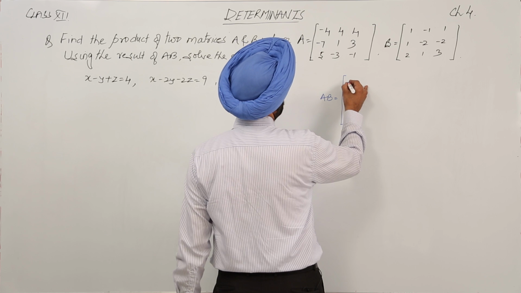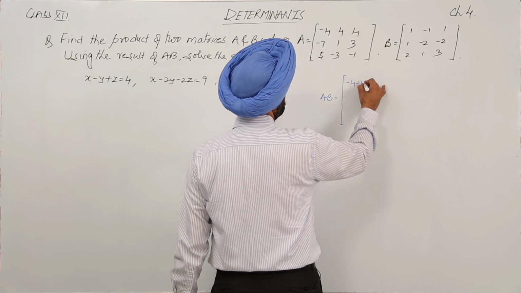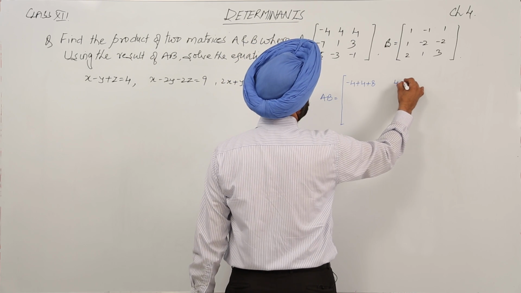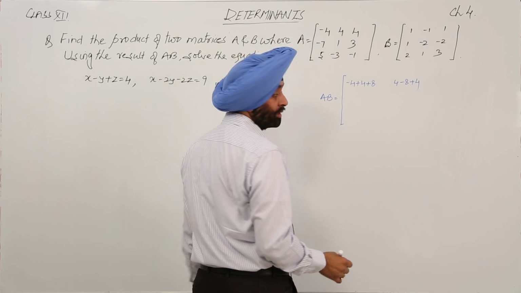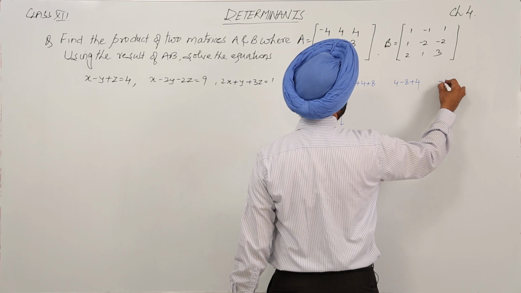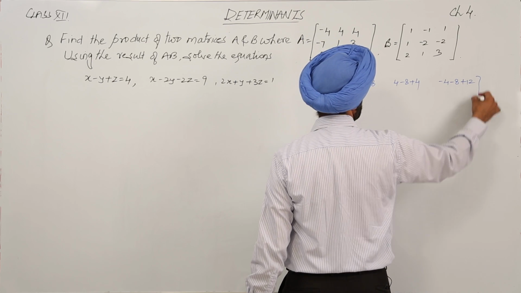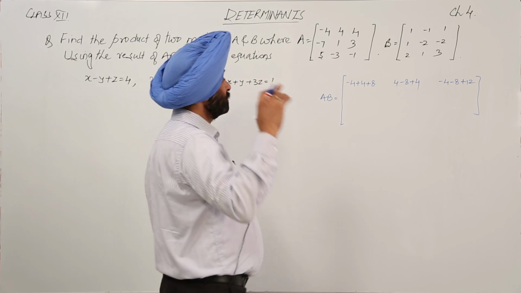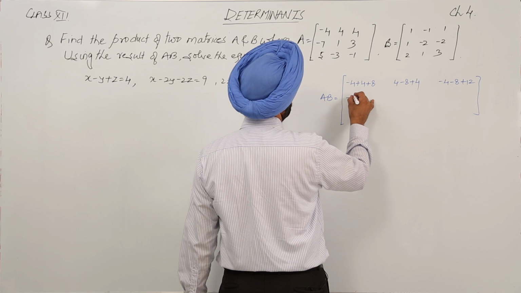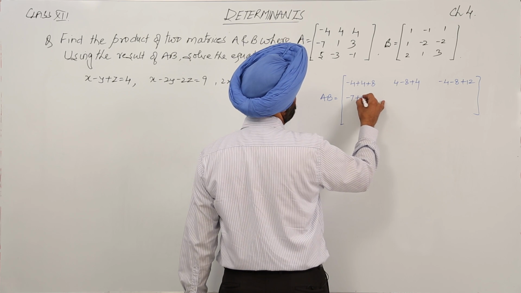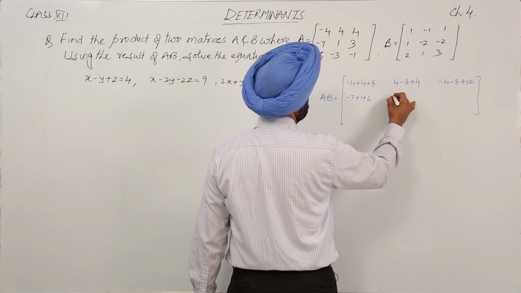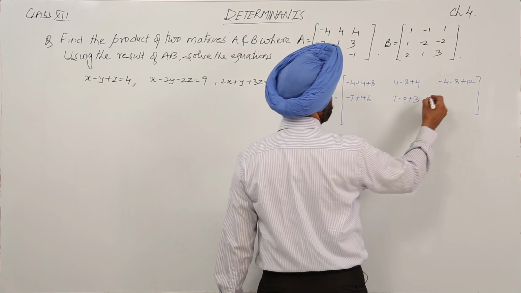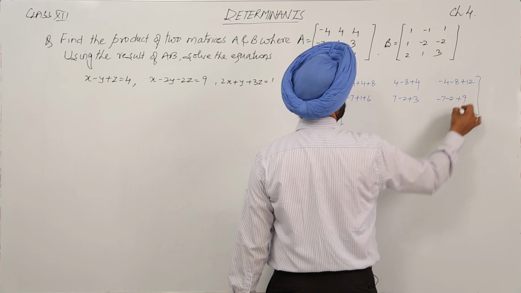We are having -4 plus 4 plus 8. Then first row, second column, 4 minus 8 plus 4, and then last we are having -4 minus 8 plus 12. Now second row, first column, second row, second column, second row, third column. So -7 plus 1 plus 6. Then we are having 7 minus 2 plus 3. And finally for this part is -7 minus 2 plus 9.